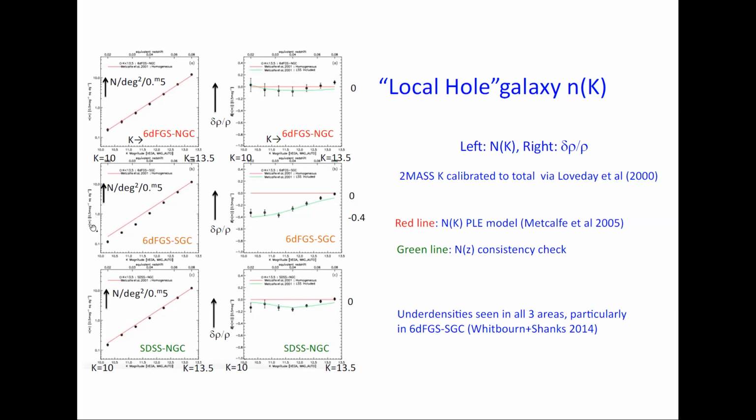You then convert that underdensity into a density contrast, delta rho over rho. And then you see that in each of these three areas, there is an underdensity, particularly in the South Galactic cap area, but also in the northern area, and also in the red 6dF NGC area. So what you see is something like a 20-odd% underdensity overall.